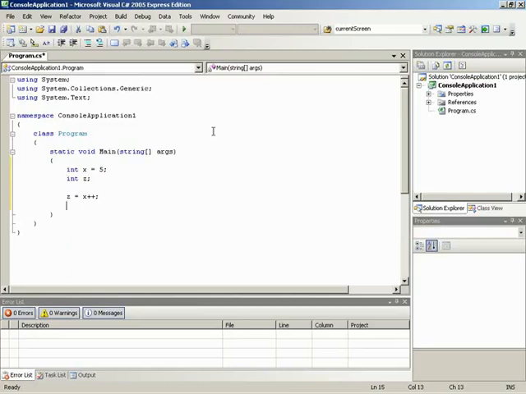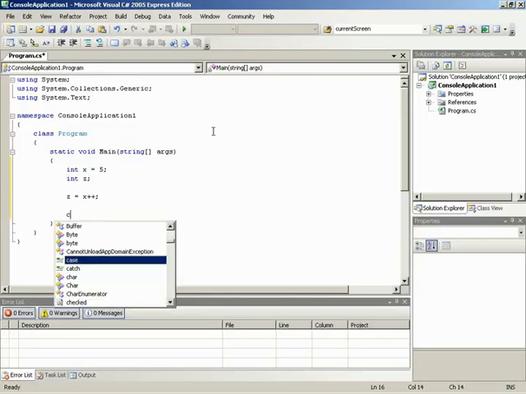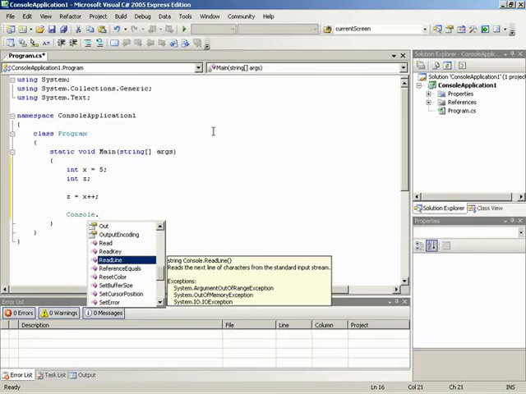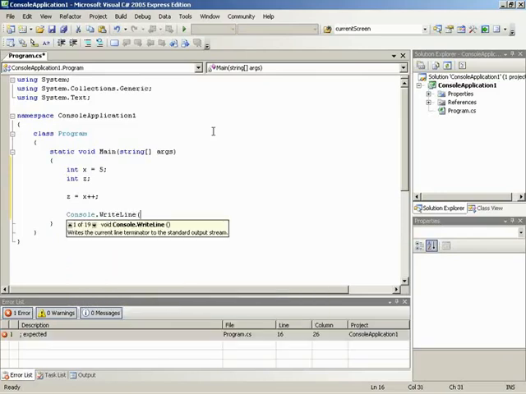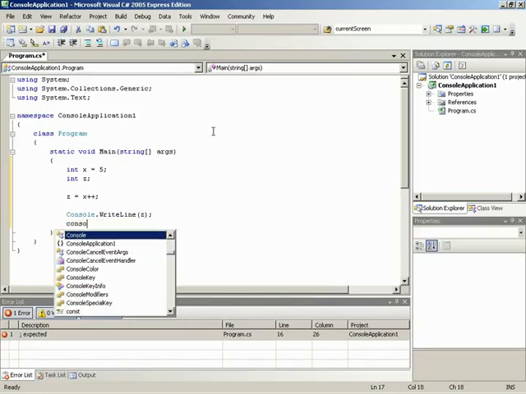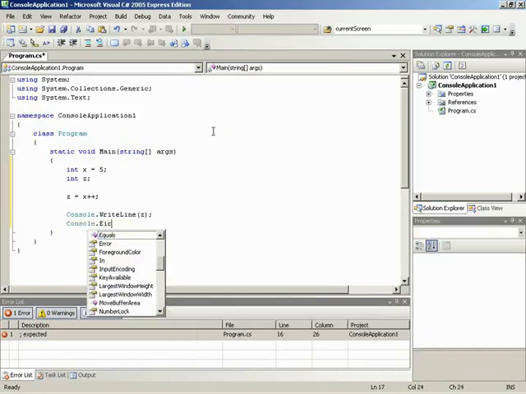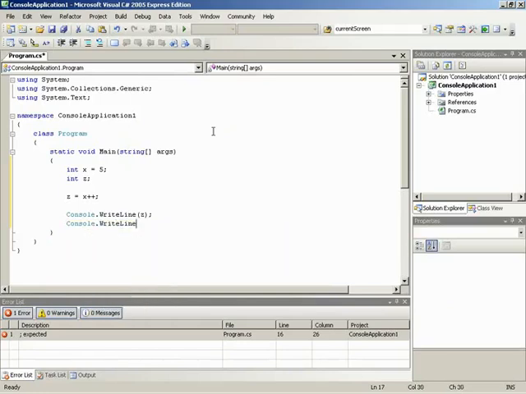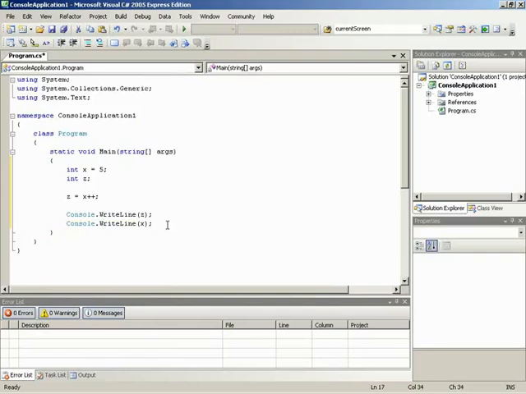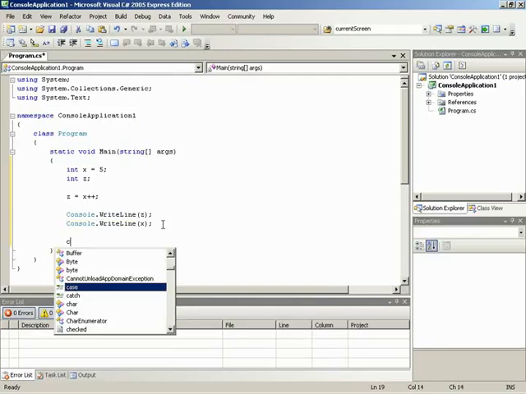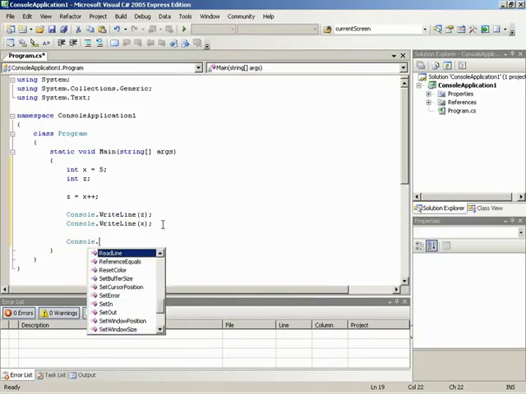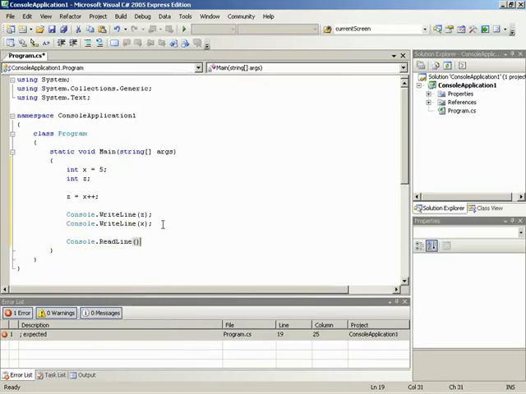Yep. All right. Now we need to show these values, so we'll use our console to write out some lines. First we'll write out z, because that's the order that you had on the whiteboard. And then we'll also write out x. Okay. So again, in this particular case, go ahead and do a read line in there just so we know it's going to pause for us. Console.ReadLine. All right.